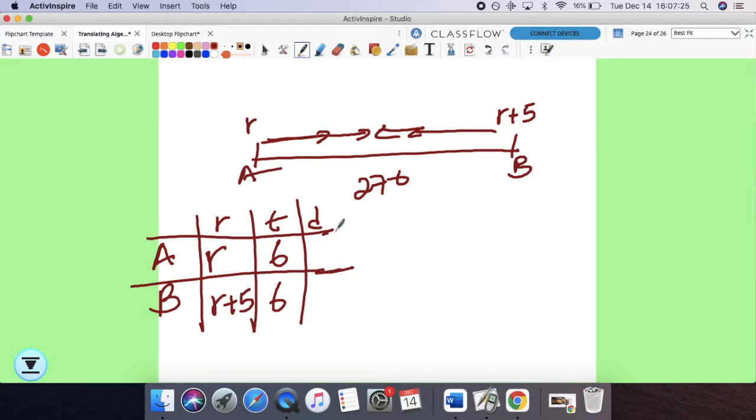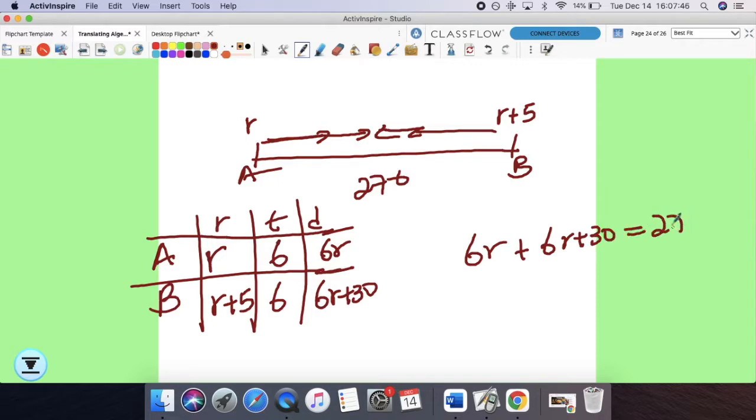So now we can find the distance. Distance would be rate times time. In this case, R times 6 is 6R. The bottom one would be R plus 5 times 6. Distribute through using the distributive property, and that's what you get. Set up the equation just like the previous problem: we know the distance car A traveled plus the distance car B traveled equals 276 miles.